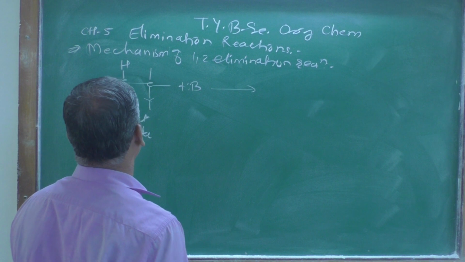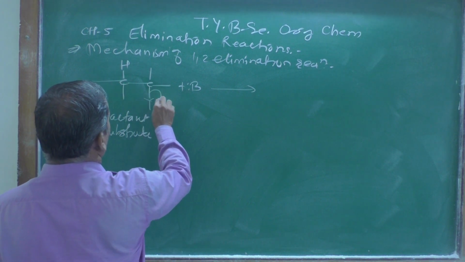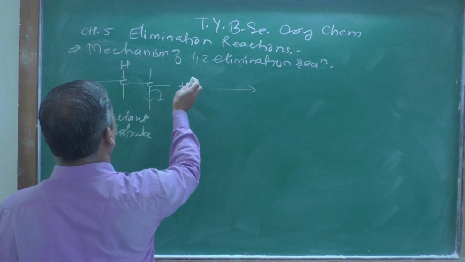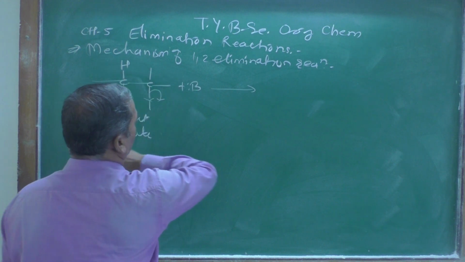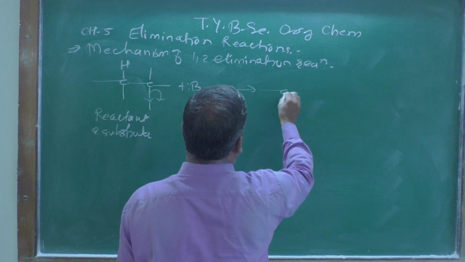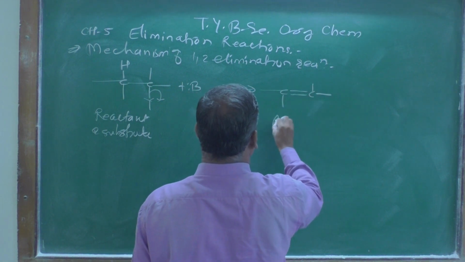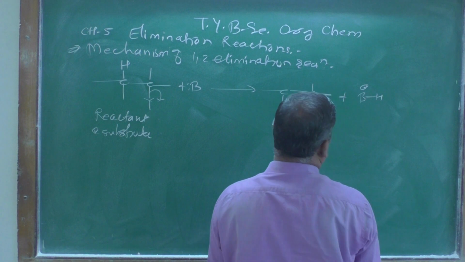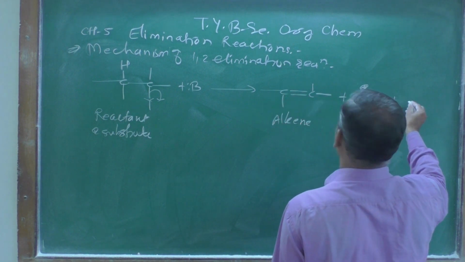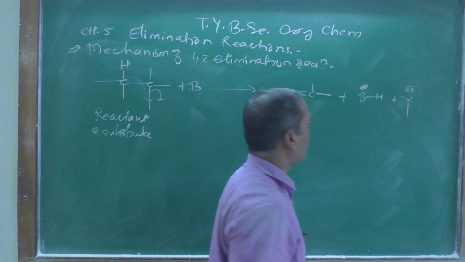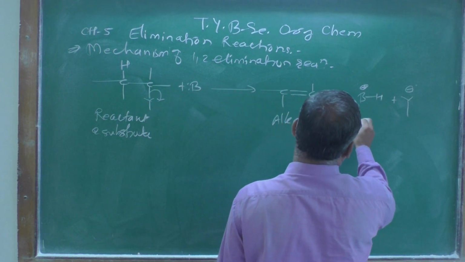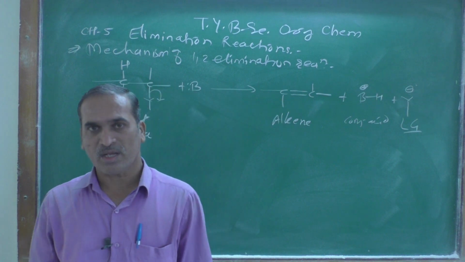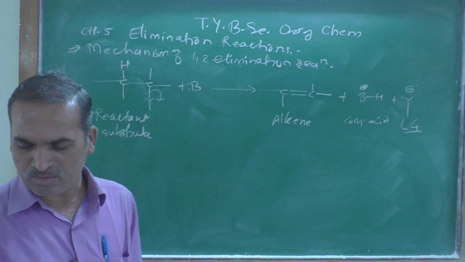And what is going to happen here? First, the leaving group gets departed, and this base can abstract the proton from here, and generally you are going to get here the double bond C=C. This is the alkene we are going to get, no doubt about it, plus BH, the conjugate acid. Here Y is a leaving group. So in this way we have got this one.